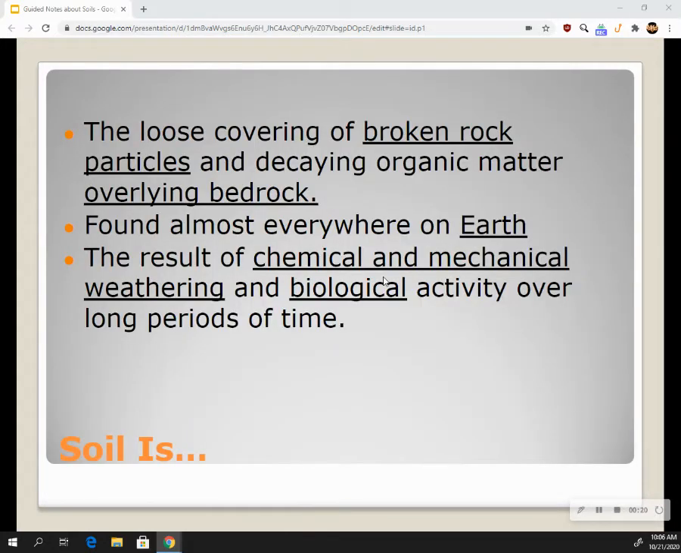So soil, of course, is the loose particles of broken rock and decaying organic material. So if it's just rock, it's not soil. It has to have organic material in it in order for it to be soil. Soil is what helps things grow.